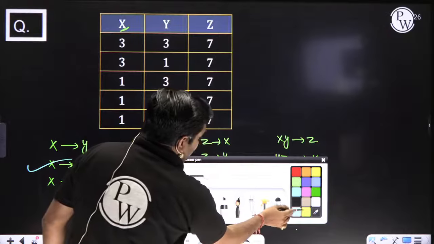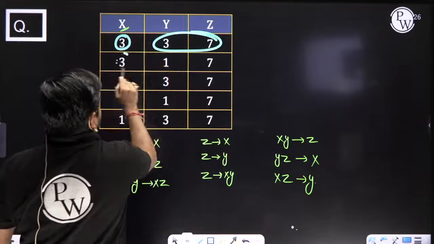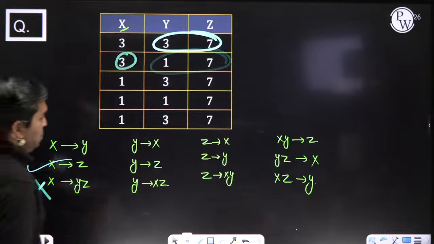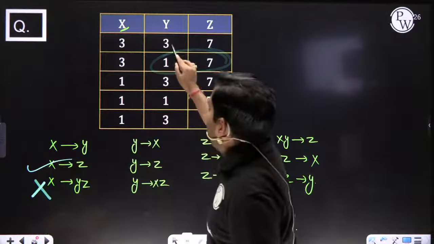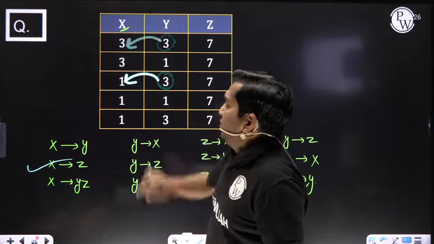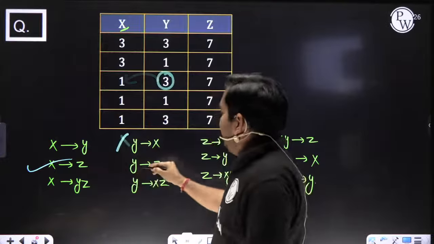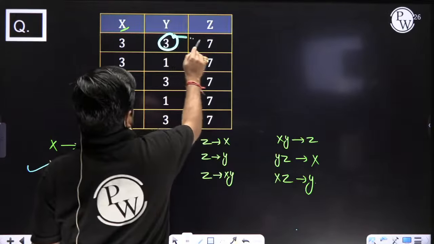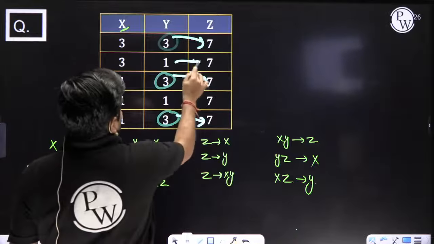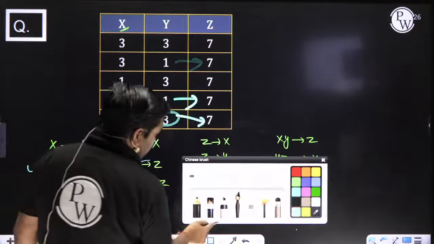Now, X to YZ: at 3 we have 3 7, but at 3 we also have 1 7. This one is also wrong. Y to X: at 3, that is also wrong. Whatever is correct, I only put a tick mark. Y to Z: 3 to 7, yes, and 1 to 7, yes. This is correct.